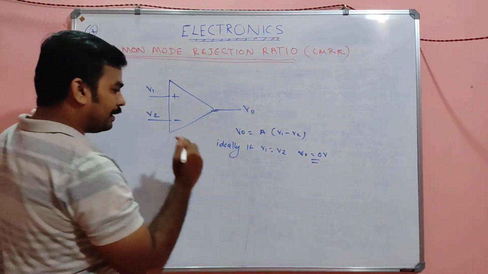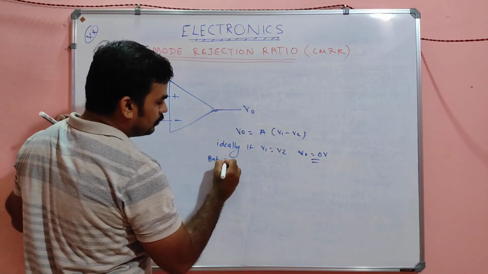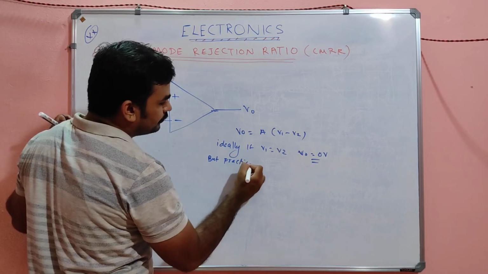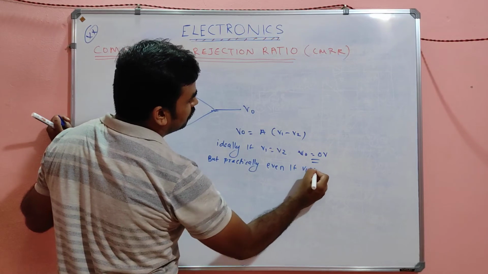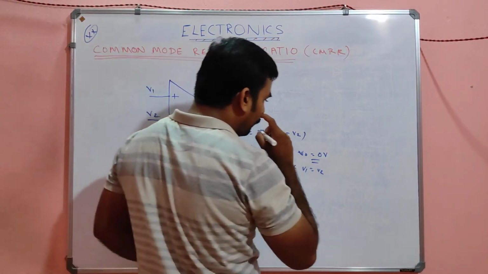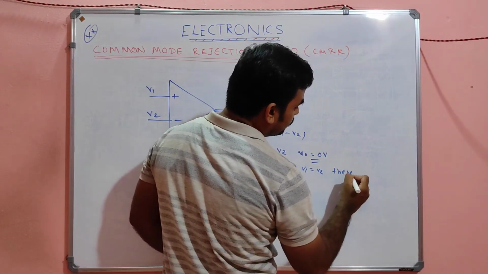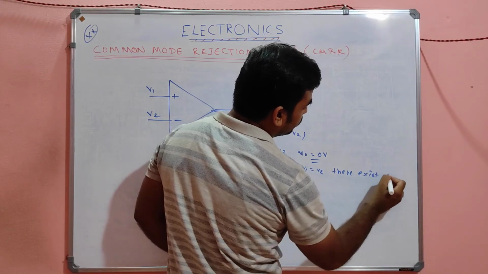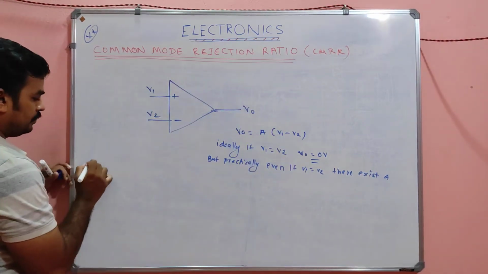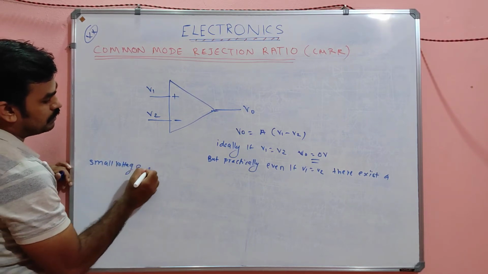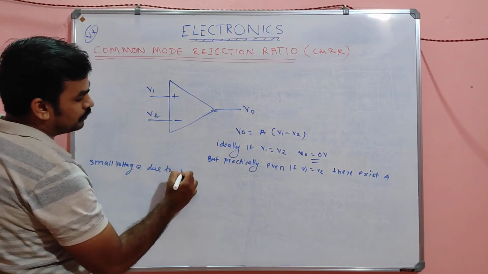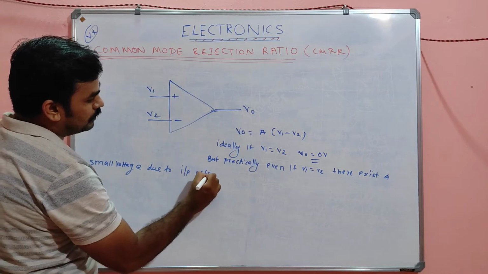Am I right? But practically, even if V1 equal to V2, there exists a small voltage due to input offset voltage.